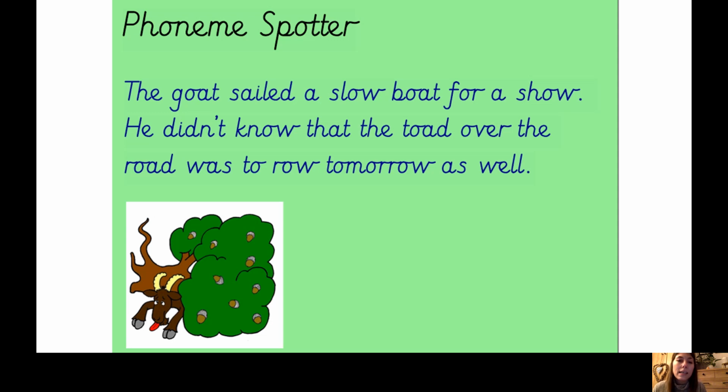The sentence here says, the goat sailed a slow boat for a show. He didn't know that the toad over the road was to row tomorrow as well. Can you pause the video and try and find all of those O words for me?